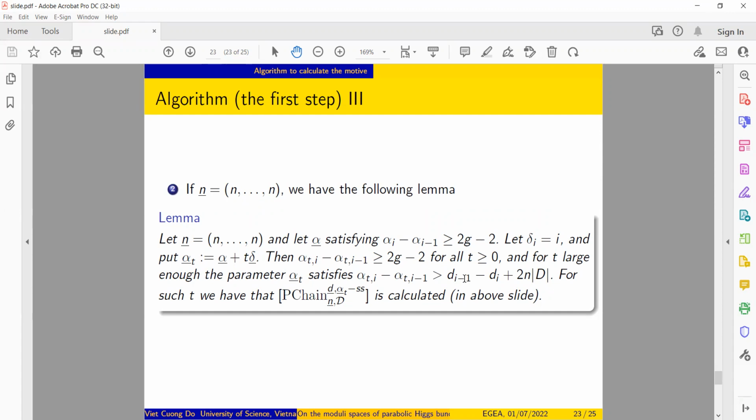Now the first step: we have alpha, we can choose delta such that for t large enough we know how to calculate the classes of the moduli stack of some points. Okay, now we pass to step 2.